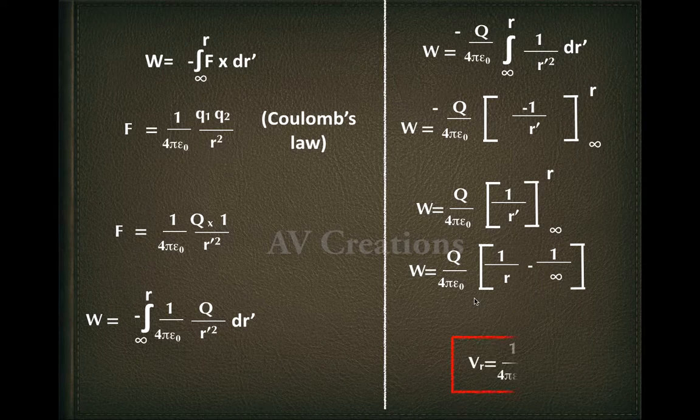So instead of W we can use potential, because the work done is the potential here. So V of r is equal to 1 by 4 pi epsilon 0 into q by r, since 1 by infinity is 0. This is the equation for electrostatic potential at a point which is at a distance r from the charge q.